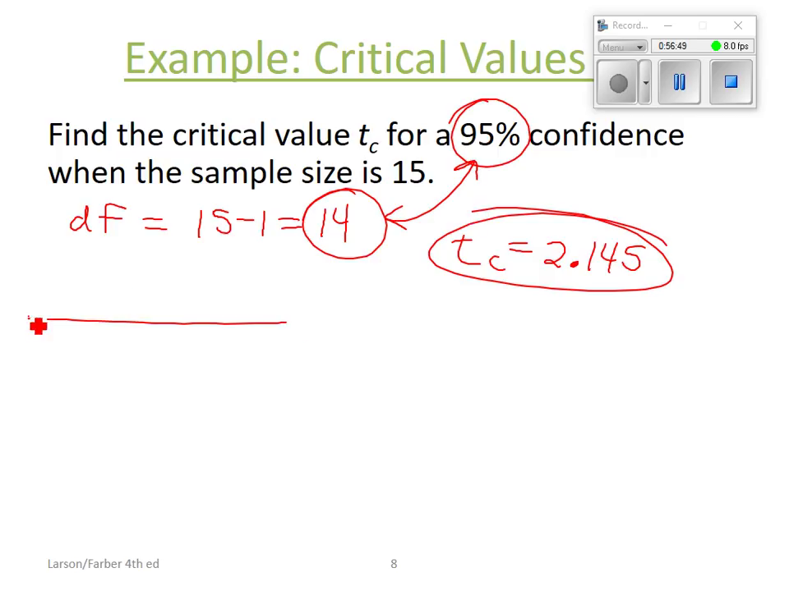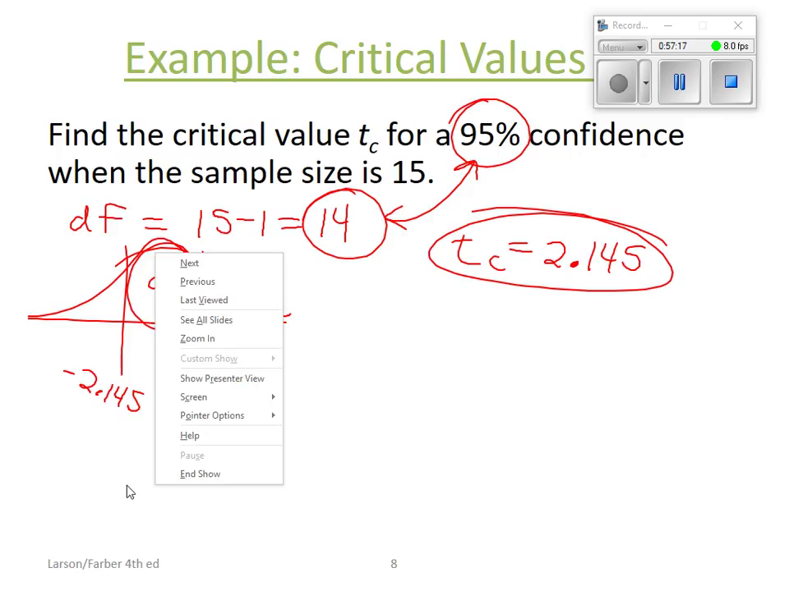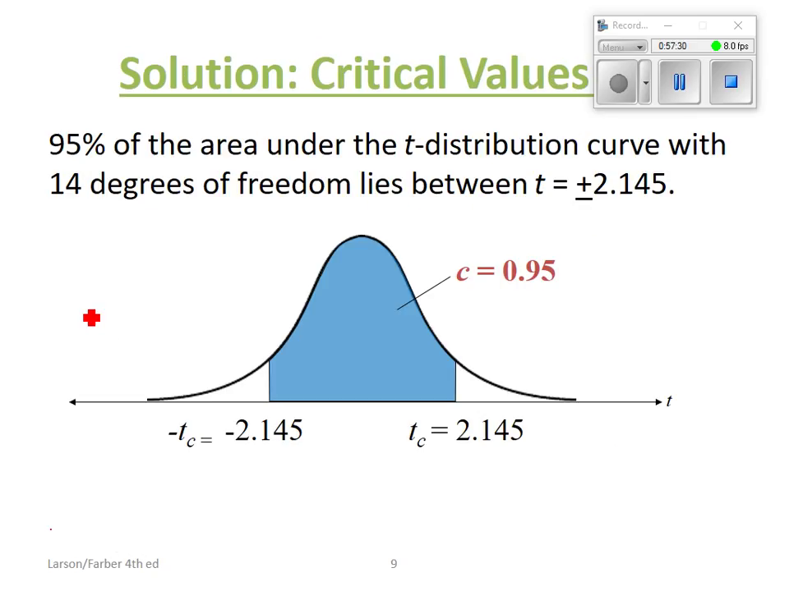So if I'm looking on a graph, what's this number right here? Let's start there then. 2.145. What's this one? Negative 2.145. What percent of the stuff's right in here? 95%. So sort of the same thing, you have to use the chart here, hopefully. We got the right answer. We go down to 14, over to 95, 2.145 is our critical value. That's all the stuff we just said.